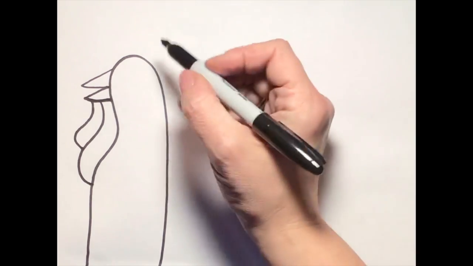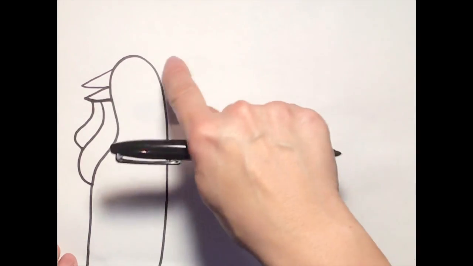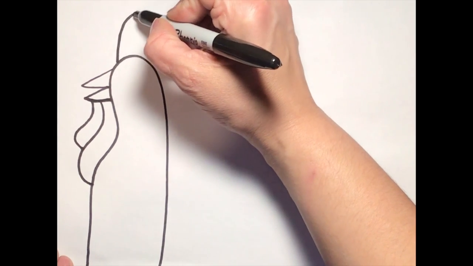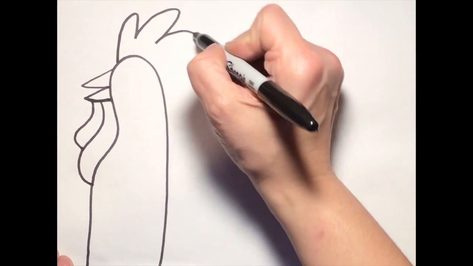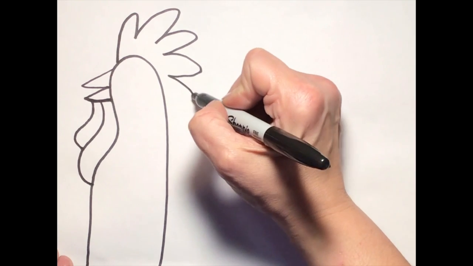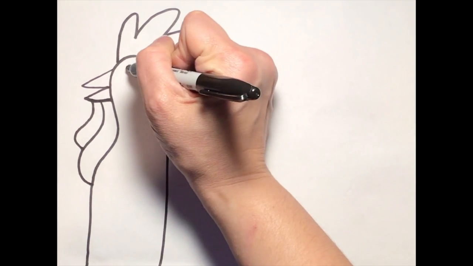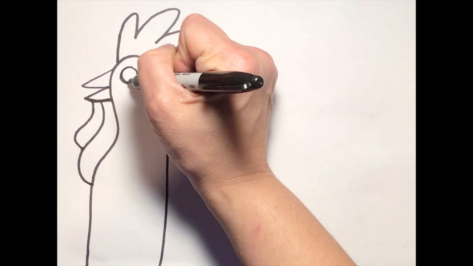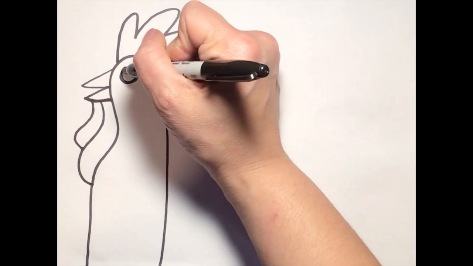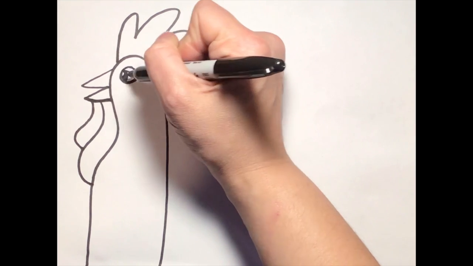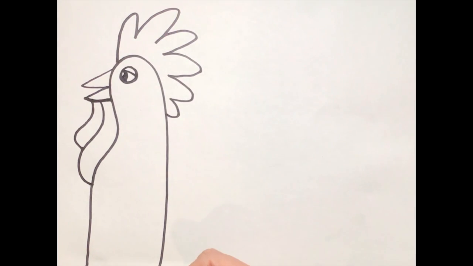Step number 5, we're going to give him a real crazy little mane there. So we're going to start up, and it's going to puff up, and it's just going to go around, around, around, around, giving him a nice little crazy hairdo. Step number 6, we're just going to add an eye. You can add any kind of eye that you'd like to. I'm going to have mine kind of look like he's a little sleepy. So I want you to go ahead and draw your rooster eye.